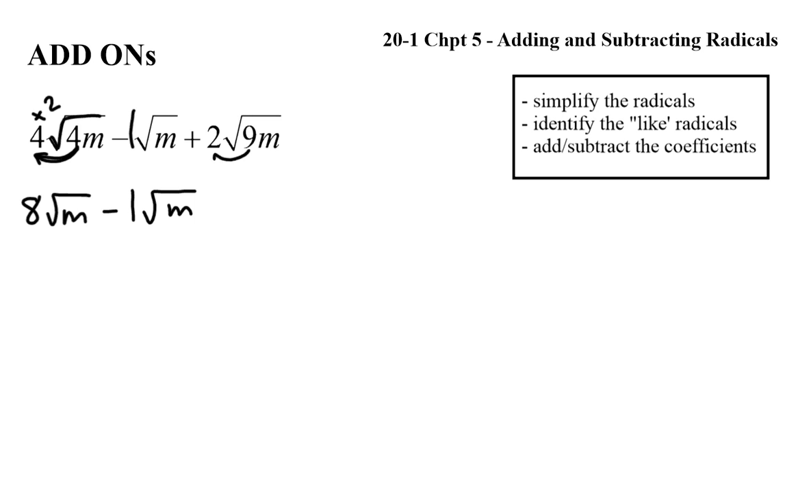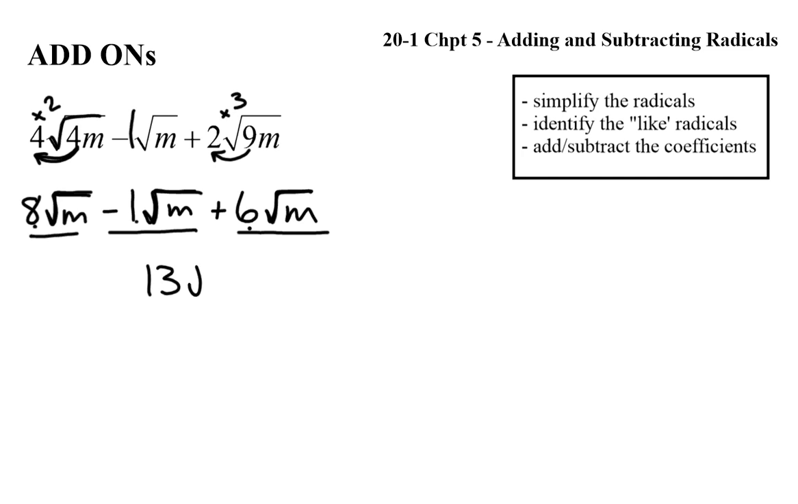Well, what's nice here is that 9 is a perfect square, so I can root it out. And when I root 9, I get 3, so I'm left with 6 root m. Even though there's variables in this case, doesn't really come into play too much. 8 root m, negative 1 root m, and 6 root m, they're all root m terms, so I can add or subtract the coefficients. 8 and negative 1 is 7. 7 and 6 is 13 root m. There's my simplified form.